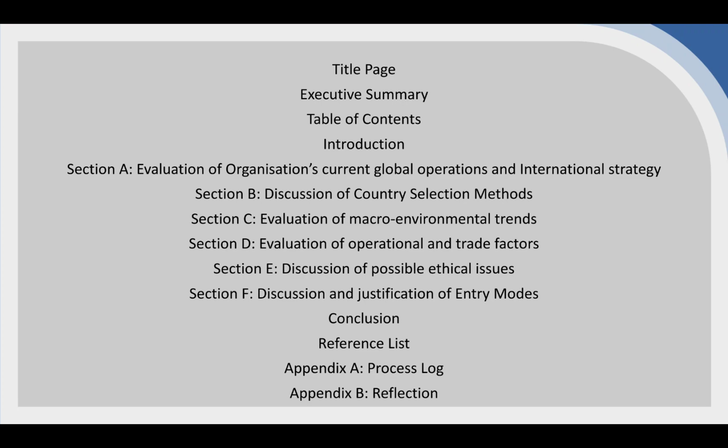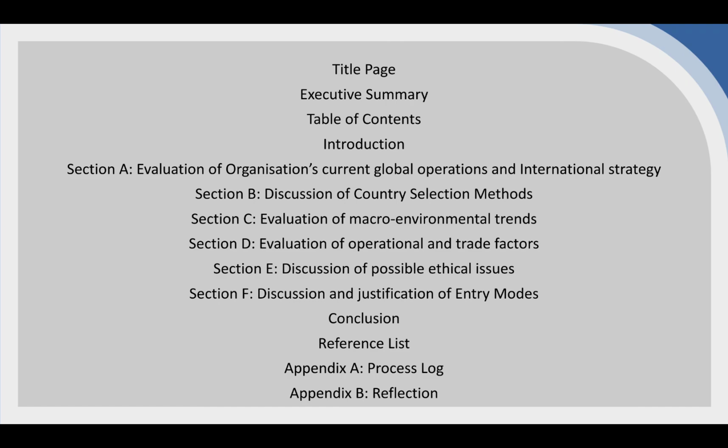Section B, looking at country selection methods. Whether you're using Uppsala, scanning, or the OLI method, you've got three major country selection methods that we've discussed in the classes this semester. Whichever of those you think is appropriate for your context, have a discussion, again with at least citations to the textbook, if not other academic citations.